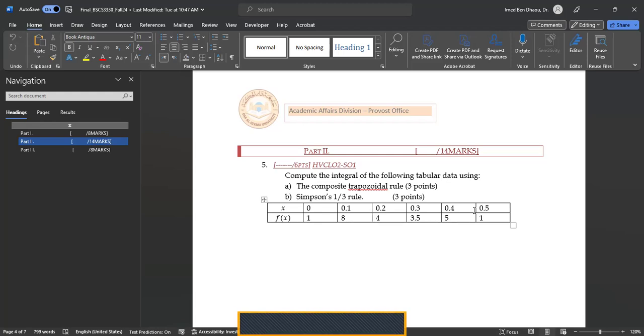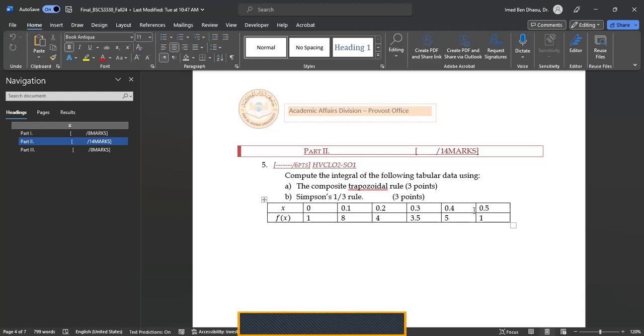The step size, also called h, is the difference between the x values. In your table, the x values are 0, 0.1, 0.2, 0.3, 0.4, and 0.5. So the step size is 0.1. Thank you, that's correct. Okay, can you just go through the details of the composite trapezoidal rule and give me the final results, just to compare to what I have?